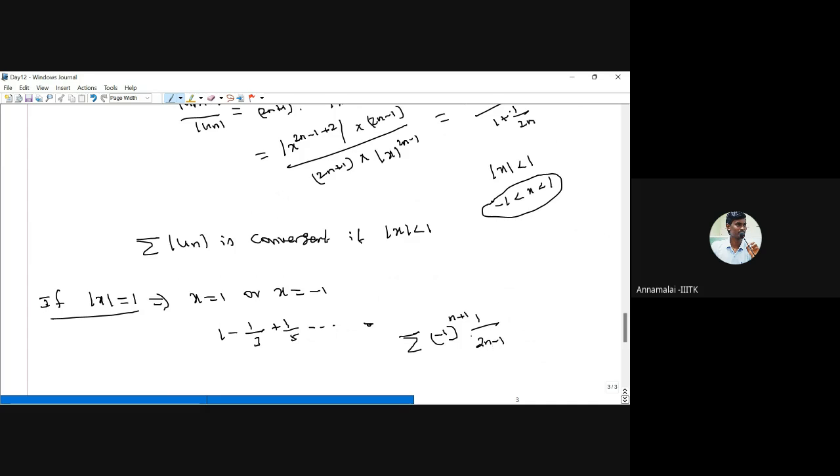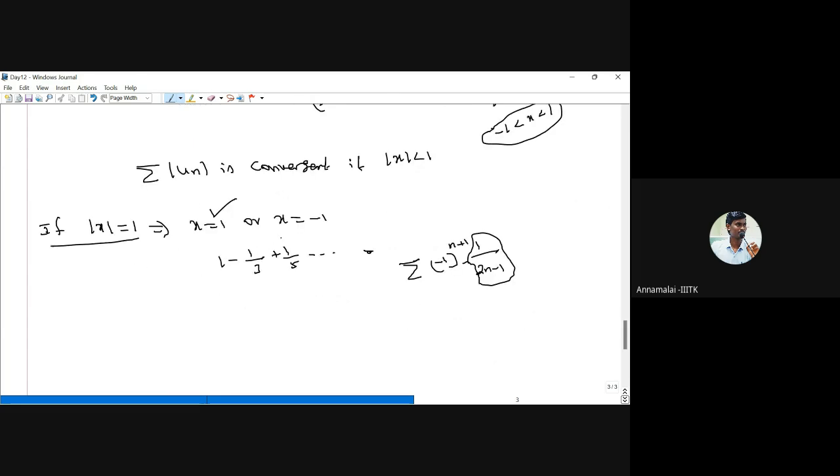You can easily check that this is our un, or vn. This is always positive for any value of n, and decreasing, and converges to 0 by Leibniz theorem. This converges. Therefore, if we take x equal to 1, this converges. Therefore, we can allow x equal to 1.